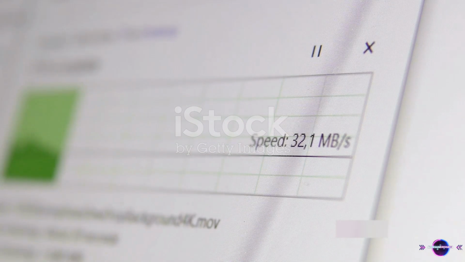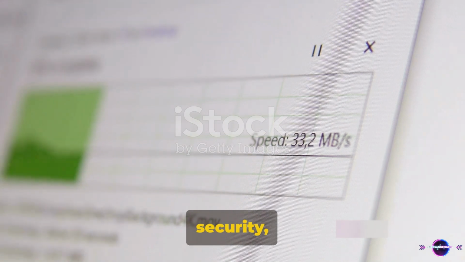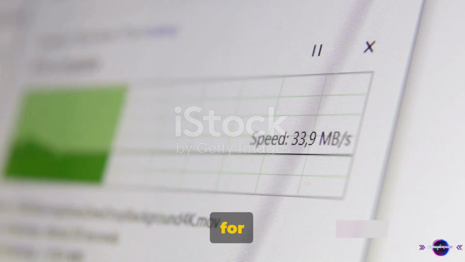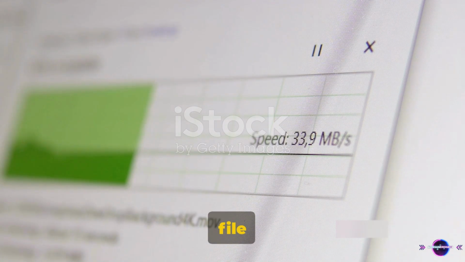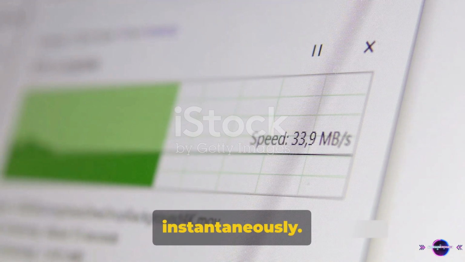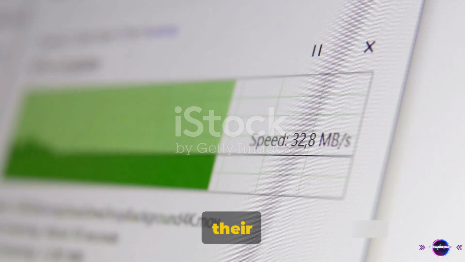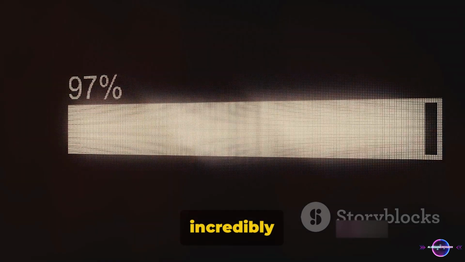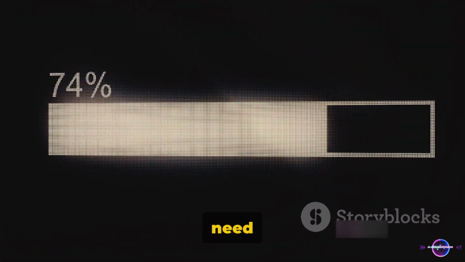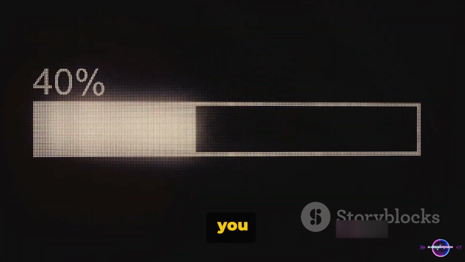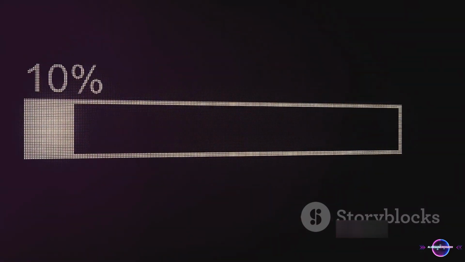What makes it stand out? It's all about speed, security, and convenience. You don't have to wait for uploads or downloads. The file transfer happens almost instantaneously. And in terms of security, your files are encrypted during transit, ensuring their safety. Plus, it's incredibly convenient. No need to switch between apps or platforms. You can send files while browsing the net.